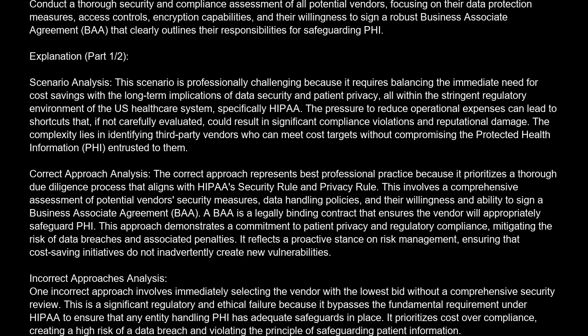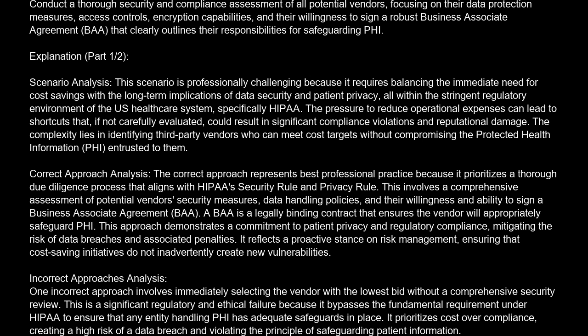The correct answer is B. Conduct a thorough security and compliance assessment of all potential vendors, focusing on their data protection measures, access controls, encryption capabilities, and their willingness to sign a robust business associate agreement (BAA) that clearly outlines their responsibilities for safeguarding PHI.